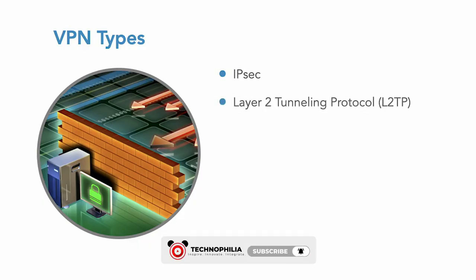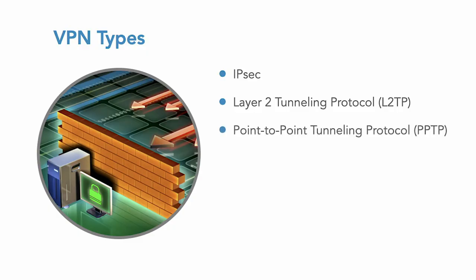Layer 2 tunneling protocol, or L2TP, is a tunneling protocol that's usually combined with another VPN protocol, such as IPSec, and it creates a highly secure VPN connection. Point-to-point tunneling protocol creates a tunnel and then encapsulates the data packet. It uses point-to-point protocol to encrypt the data between the connection. PPTP is a widely used VPN protocol. However, it has been broken and it's found to be not as secure as other types of VPNs.